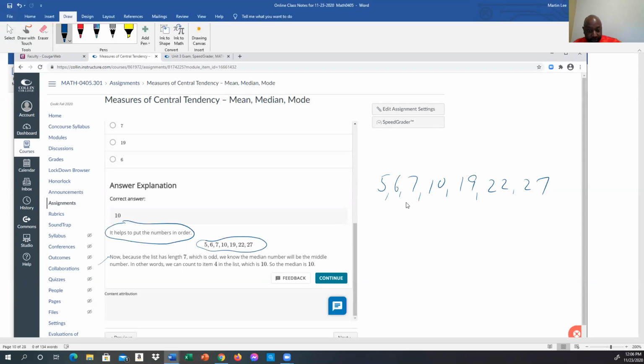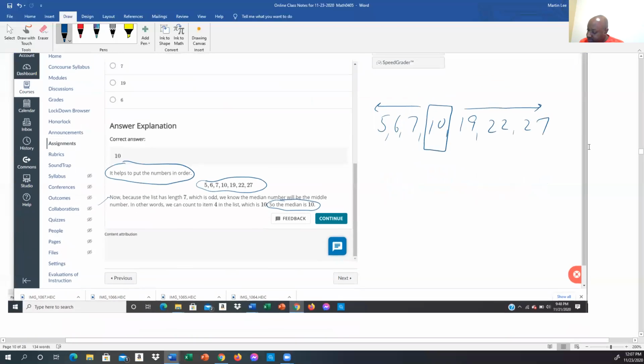The number that is in the middle is 10. And notice again that I have 3 numbers less than the median, and I have 3 numbers above the median. This is by definition for the median. You have to have the same number of numbers below the median and above it. So 10 is the median. So that is how you find the median given a set of data.